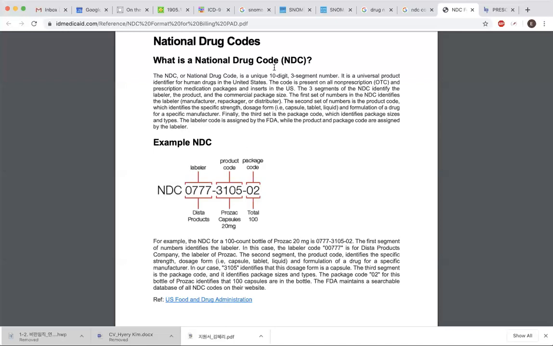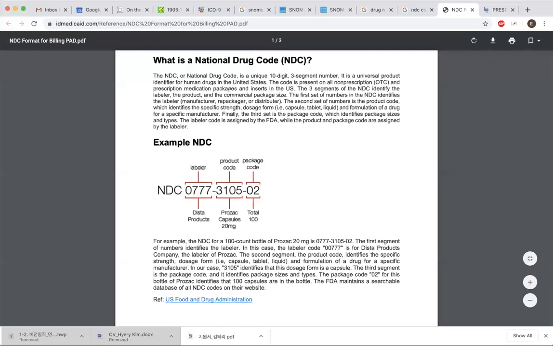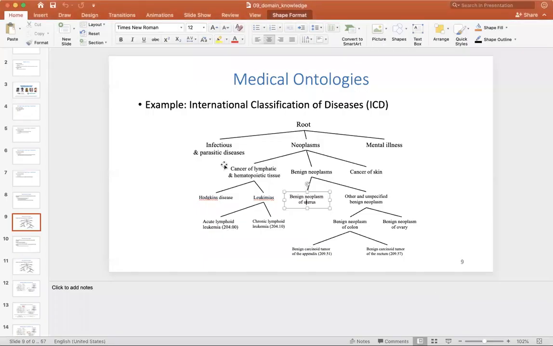All right, so let's end our tour through the different types of domain knowledge. All right, back to the medical ontology.